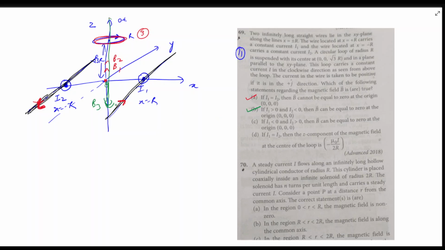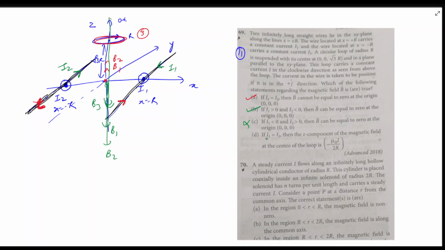If I1 is less than 0, so I1 is like this, right? And I2 is like this. So we have just changed the direction of the current, right? Can B be equal to 0? So look, due to I1, B1 will be like this, and due to I2, B2 will be like this. So it can never be 0. So C option will be wrong.